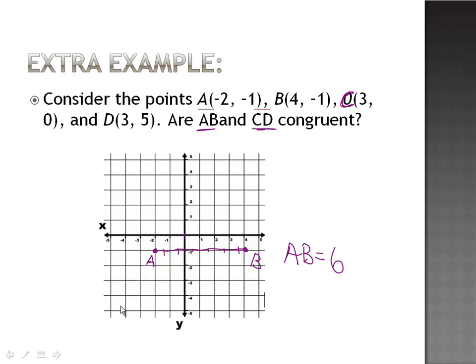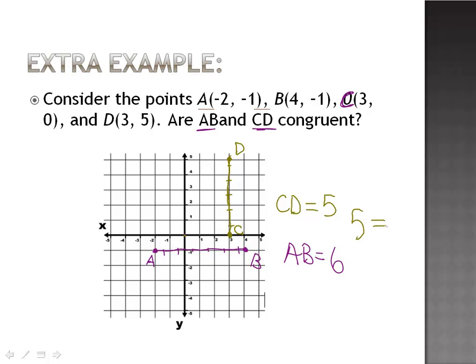Let's look at our other two points, our segment CD. Point C is at (3, 0), so if I start at (0, 0), I'm going to go to the right 3 and up 0, so I'm going to put my point right here, and that's my C. D is at (3, 5), so again I start at (0, 0), go to the right 3, and up 5, and here's my point D. So right here is segment CD. Now I want to find the distance CD, so I'm going to count the spaces: 1, 2, 3, 4, 5. So my distance from C to D is 5, and my distance from A to B is 6.